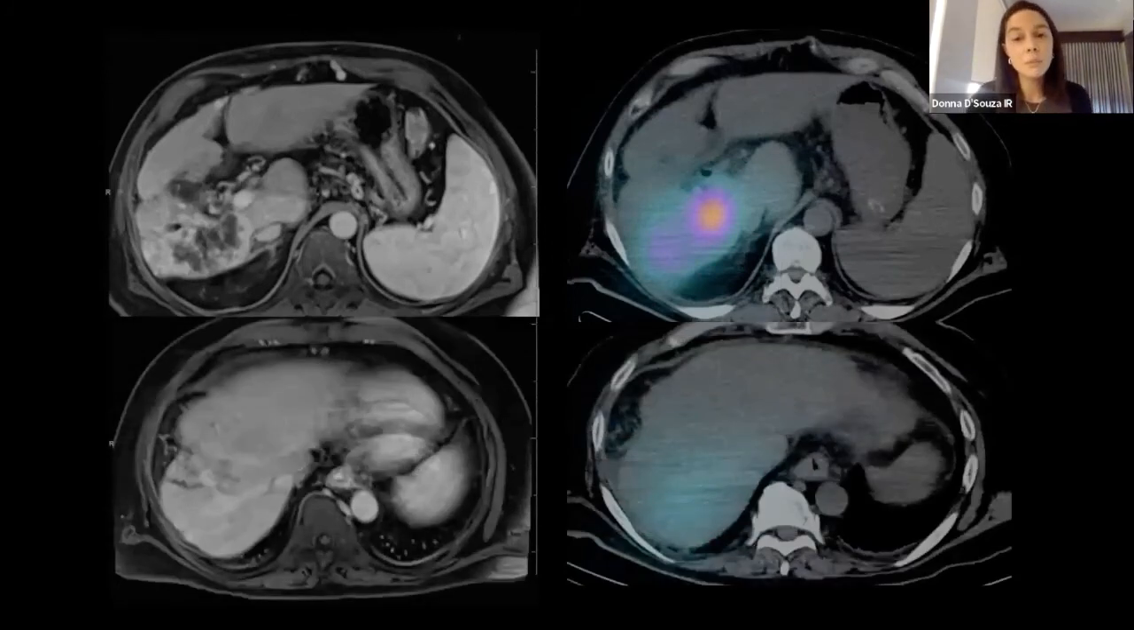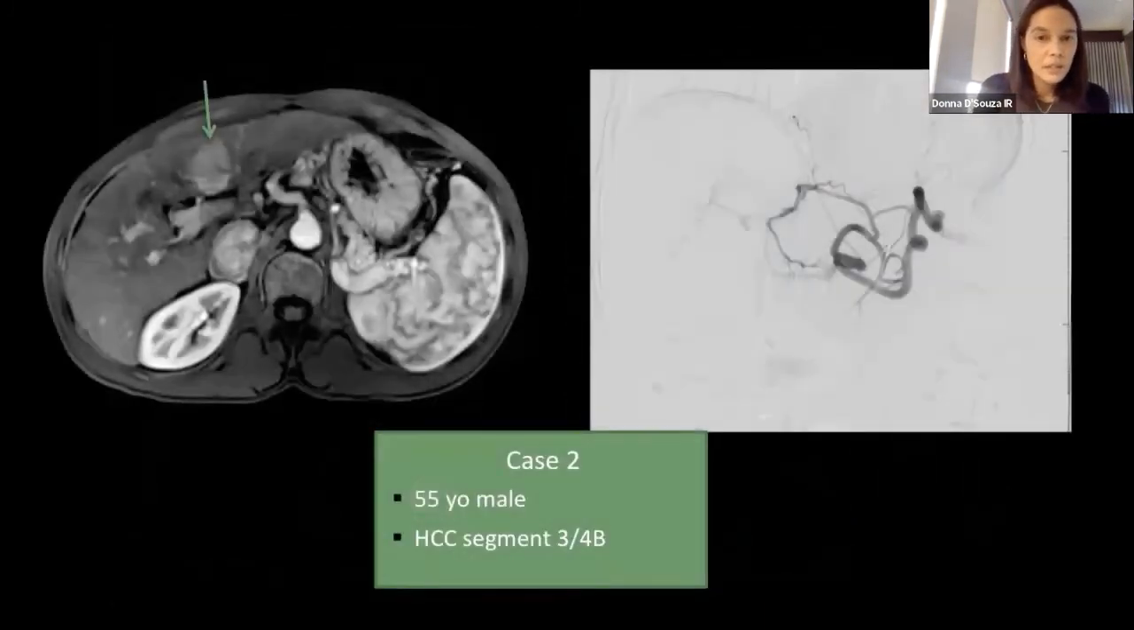There's often some uptake still, because once you temporarily occlude the branch, there will be some collateral flow to that area that was otherwise supplied. So you will often get some uptake, but it's much less than if that branch wasn't occluded. This is another case that I did. This is a 55-year-old male with an HCC at the junction of segment 3 and 4B. He had a left hepatic artery coming off the left gastric artery.